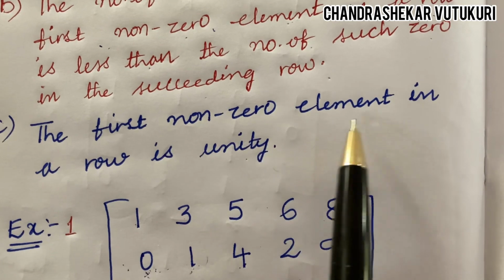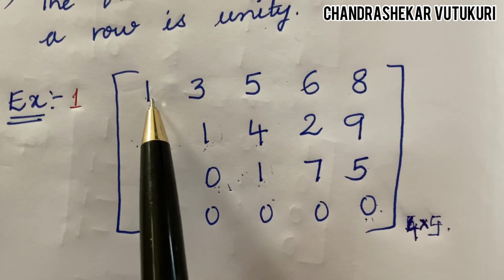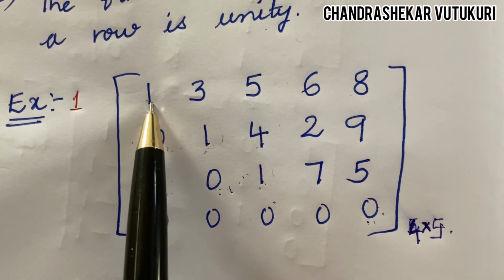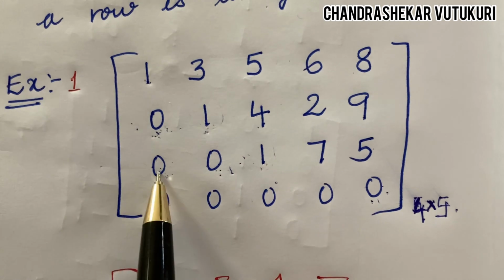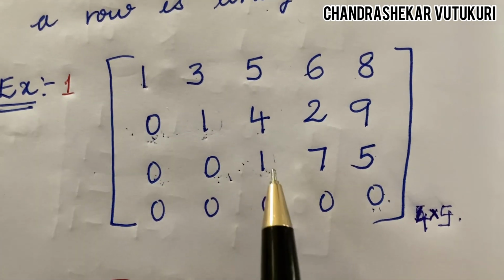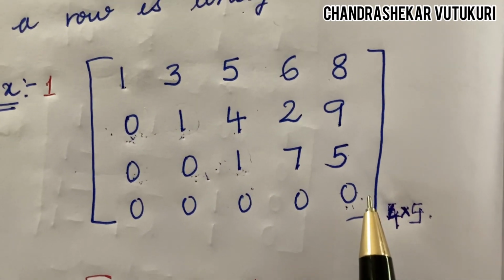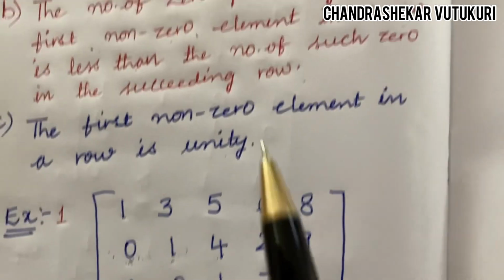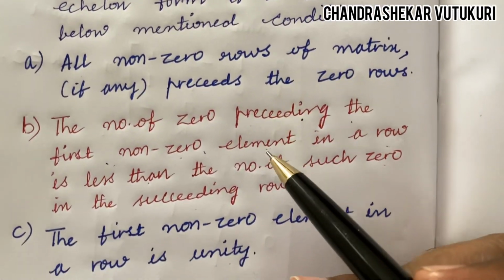Later, the first non-zero element in a row is unity. The first non-zero element in a row is unity. If you look at this matrix, the first non-zero element is unity, I mean 1 here. Coming to the second row, that is also 1, and coming to the third row, after 0 immediately it is 1. So all these conditions are satisfied with this given example. Hence, to be said to be an echelon form, a matrix needs to satisfy all these 3 conditions.